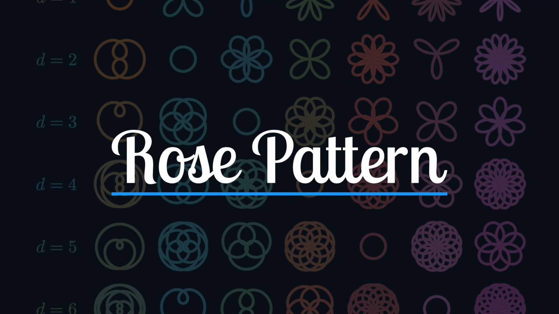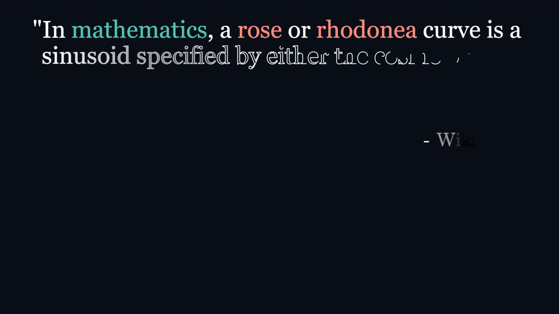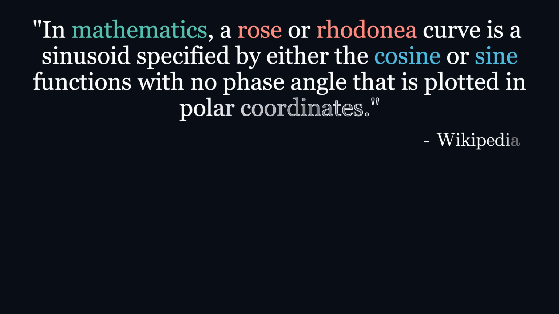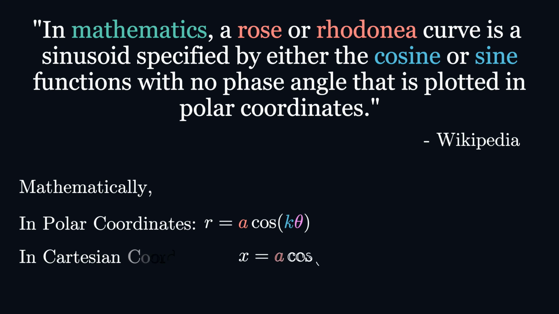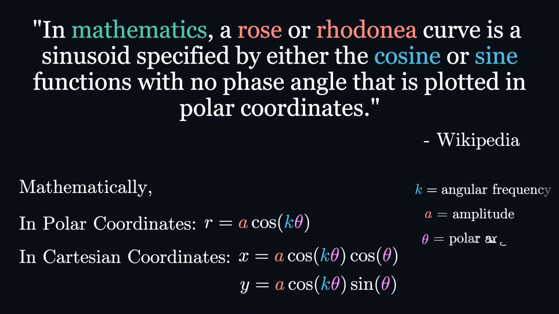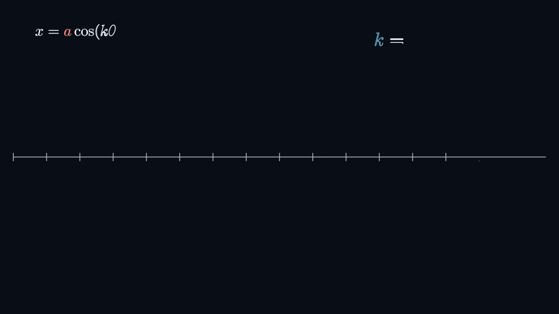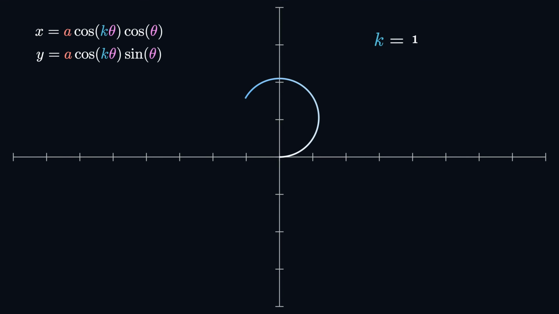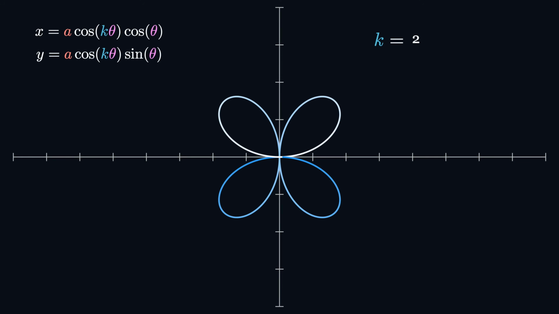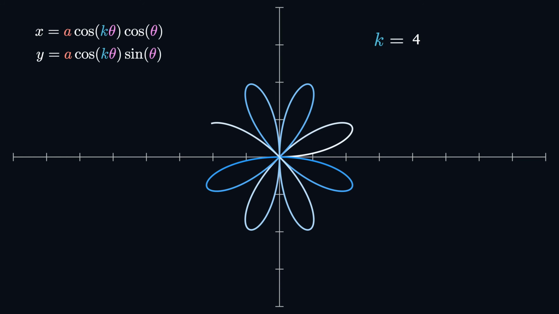And now, let's come to the real meat of this video, the rose pattern. The parametric equation of the rose pattern is r = a cos(kθ), which in Cartesian coordinates transforms as x = a cos(kθ) cos θ and y = a cos(kθ) sin θ, where k here is just a parameter which defines the number of petals in the rose pattern. These Cartesian equations help us define the points of the rose pattern.